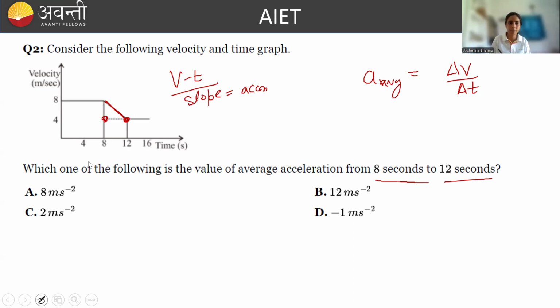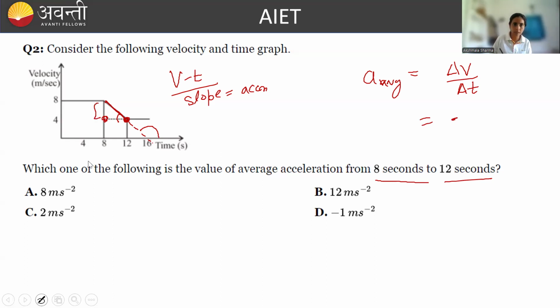Then simple mathematics. If you calculate the slope of this line, it is making an obtuse angle with the positive x-axis direction. So definitely the slope is going to be negative, so average acceleration will be negative. How much negative slope is this?